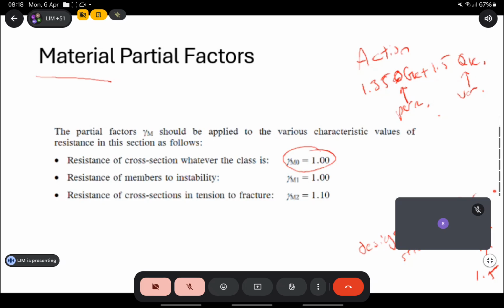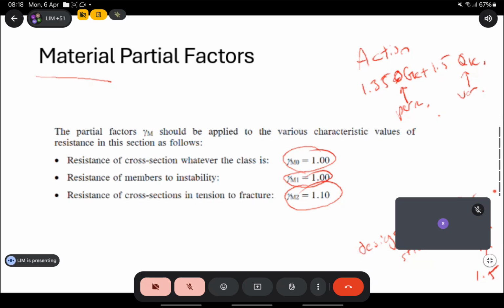It's 1. You divide it by 1, you still get the same number. Now, resistance of member subject to instability, like lateral torsional buckling, you also divide by 1. It's only in special cases, where you're calculating the resistance of cross sections in tension due to fracture, then you divide it by 1.1. So generally it's 1. It's only in special cases you divide it by 1.1.